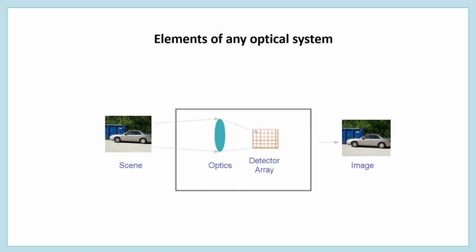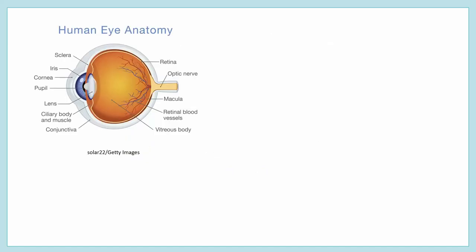Any optical system has three elements: object, optical part, and image. For example, you can have a scene as object. If you have a photographic camera, it has optical parts which form the image on CCD in this case. But our eye also is an optical system. As you see, it has different parts that form the image on retina.